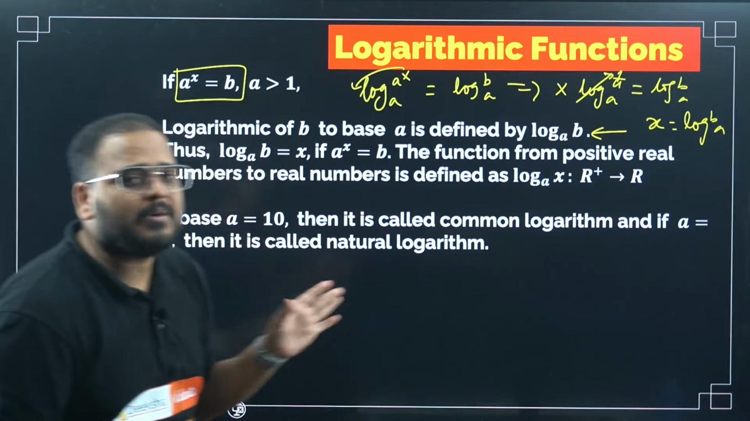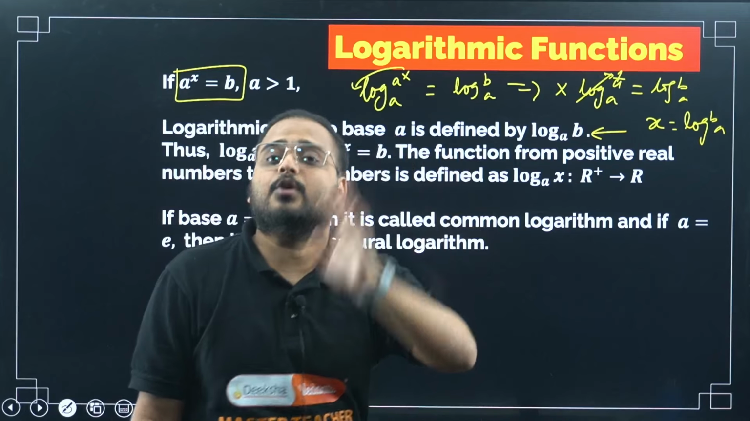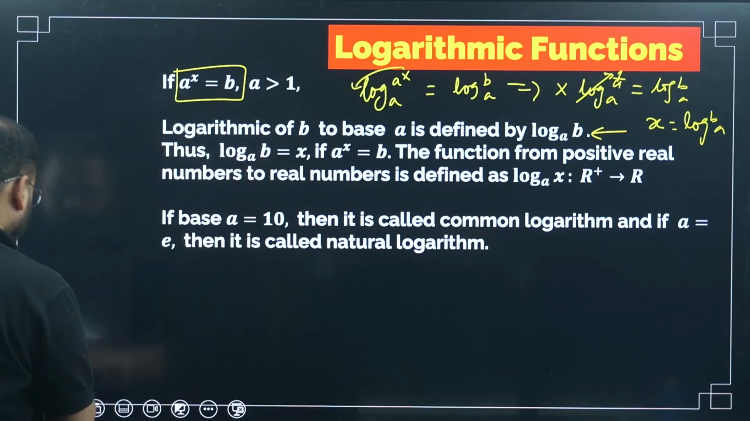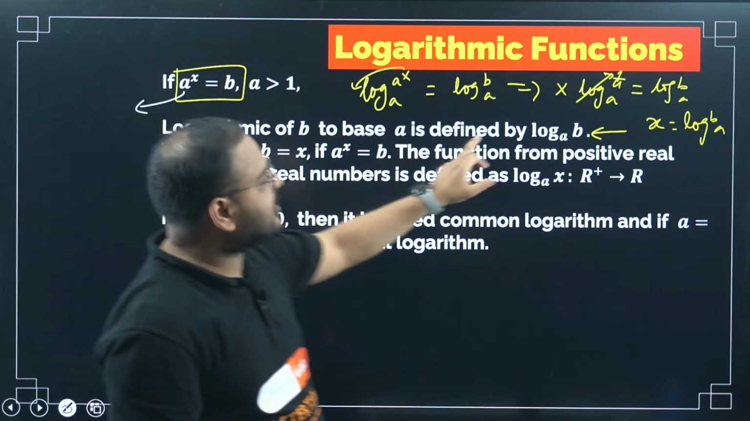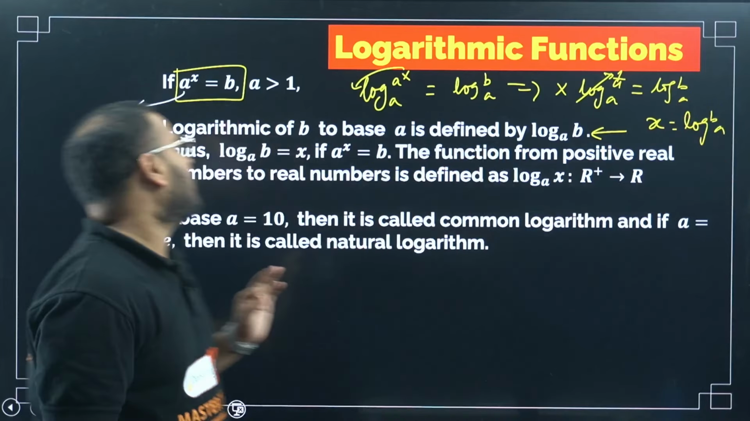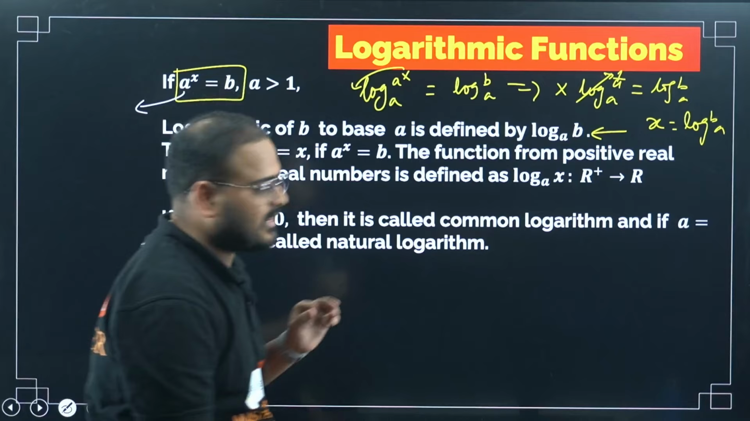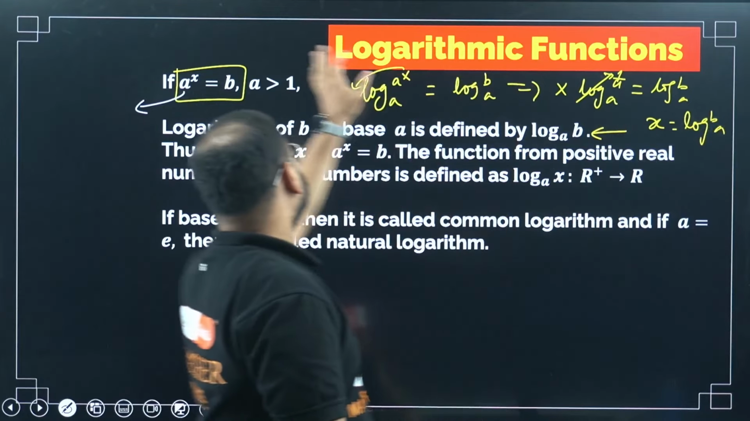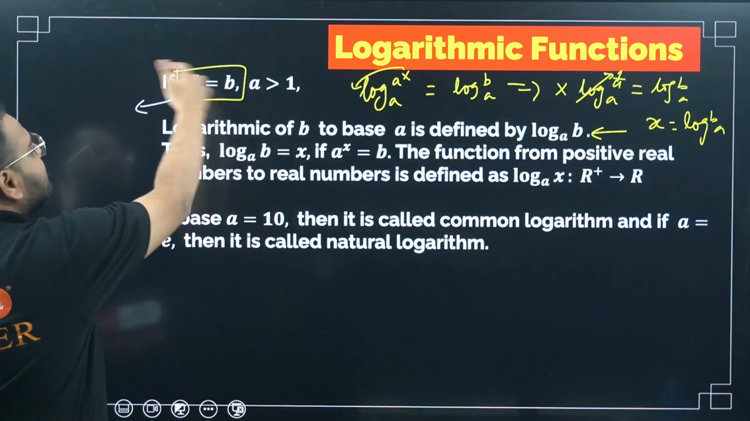So how will you remember this? How to transform an exponential function to a logarithmic function? Just see here. Whatever is the base of the exponent, the same base will come for the logarithm also. And whatever is the value of b, the value on the other side of the equals sign, log will operate on that value, and this x over here will become free.